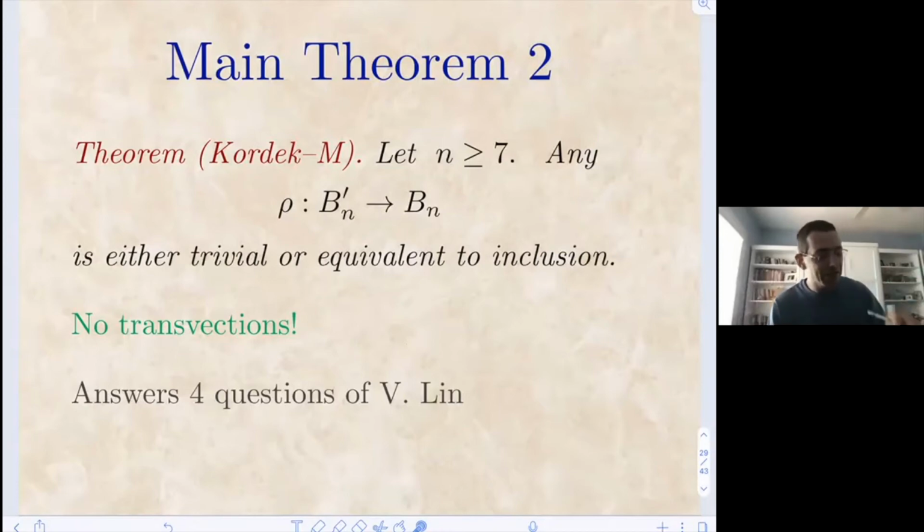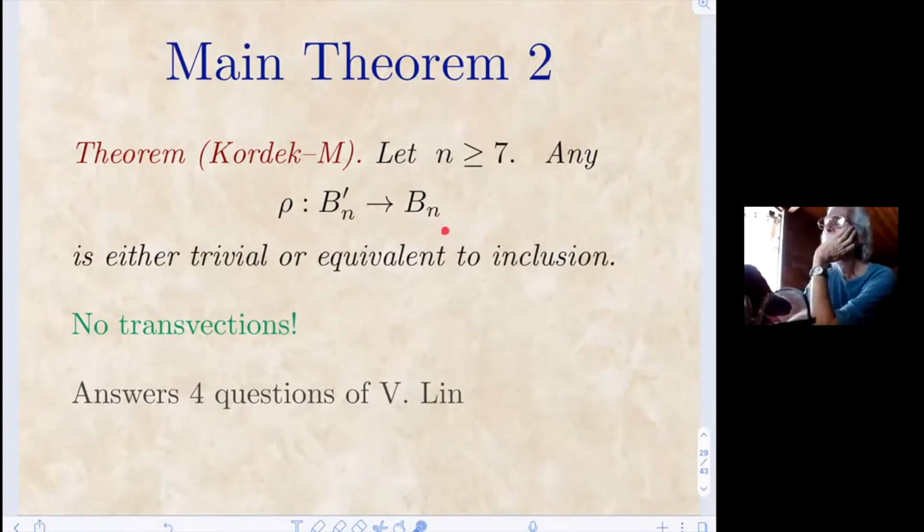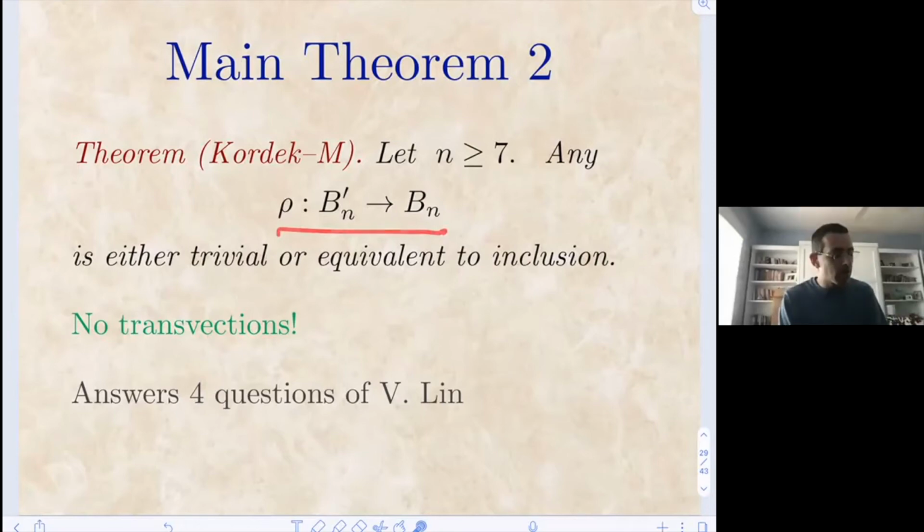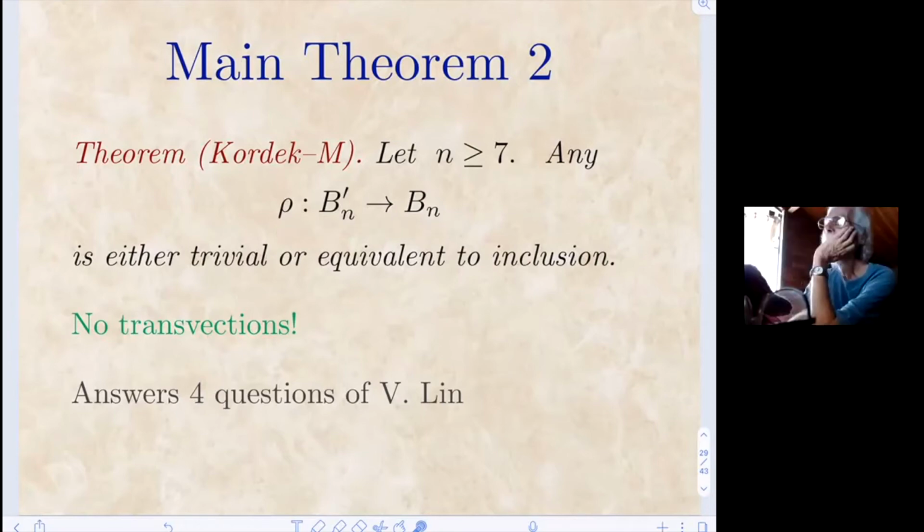So for this one, I want to emphasize the idea of the proof. Let me state the theorem first. And it has to be at least 7. Well, it's also true for smaller n. Someone else proved it after us. Any homomorphism from Bn prime to Bn is either trivial or equivalent to inclusion.